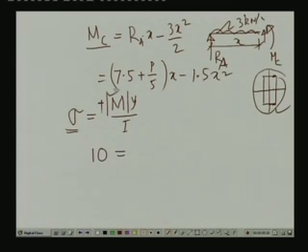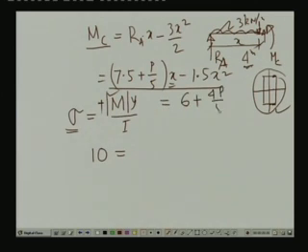This is the expression for the bending moment, which is 7.5 plus P by 5 times x minus 1.5 x square. As we have seen, the maximum bending moment occurs at the point of the load, which is at a distance of 4 meter. Substituting x equals 4 meter, we get the bending moment as 6 plus 4P by 5 kilonewton meter, assuming that P is in kilonewton.